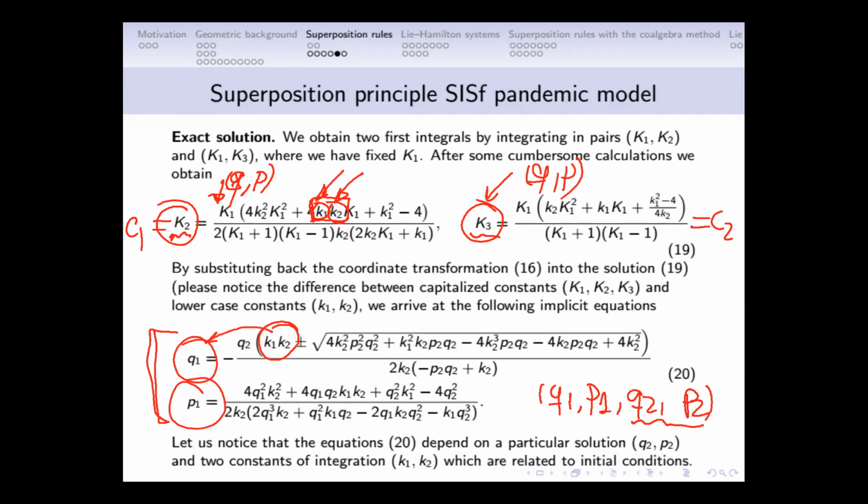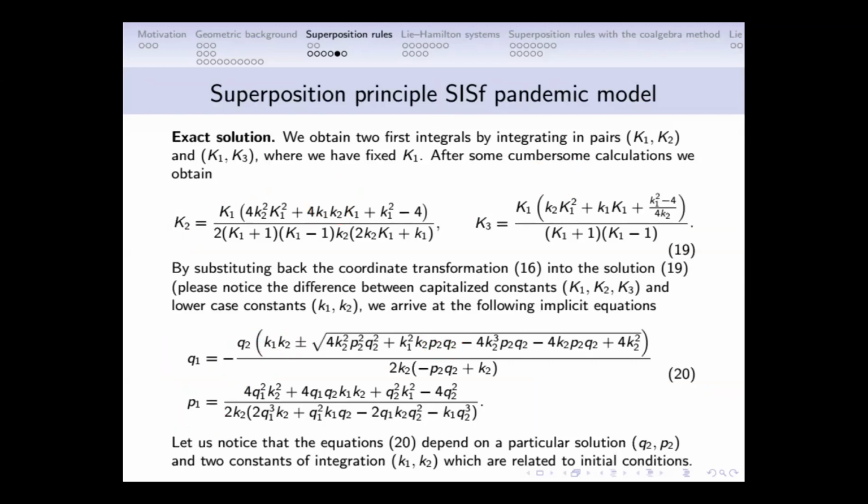Makes sense because we have 2 degrees of freedom, and it depends only on one particular solution, which is Q2 and P2. So in order to obtain a solution, one has to plug in here a particular solution, and you will get a general solution for this system of susceptible, infected, susceptible individuals, but including fluctuations in this case.